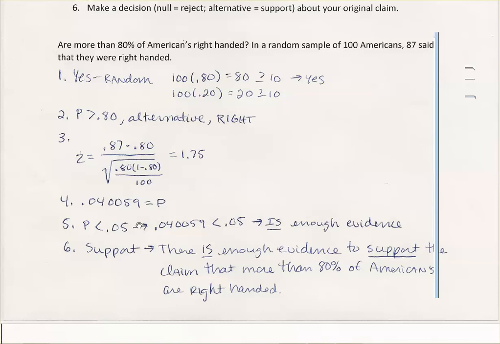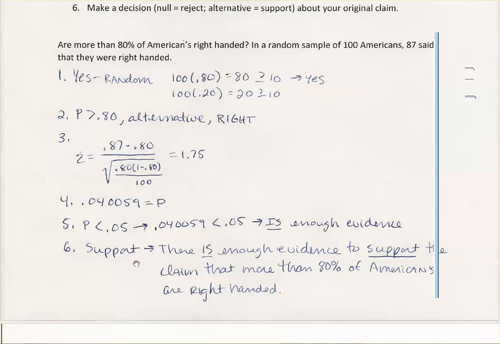It doesn't matter what we did with p. The only thing that matters in step 6 is: is this the alternative or is this the null? In this case, it is the alternative, so it's a support. Remember, that's the only thing that matters, is this alternative or null. That's what determines this right here.